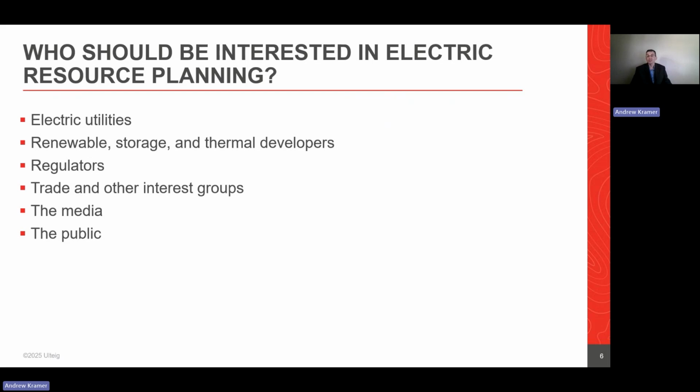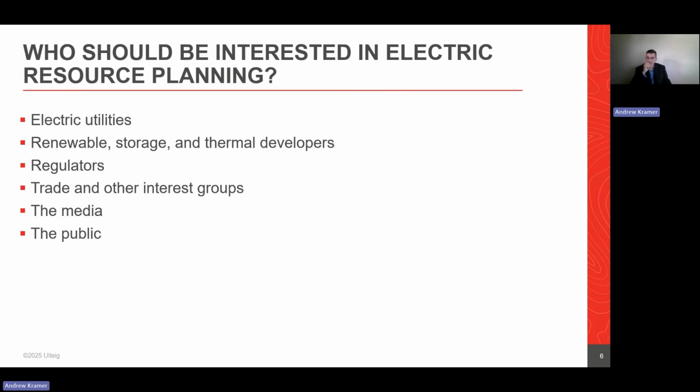You also get trade organizations on the thermal side. Again, we have natural gas organizations and everyone else that are very interested in what's going on. They may want to influence the discussion, and certainly they need to know how much they're going to need to increase supply. So again, they're very interested in following these.